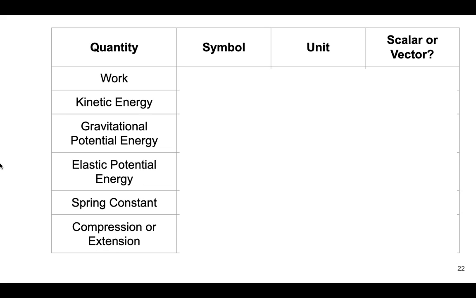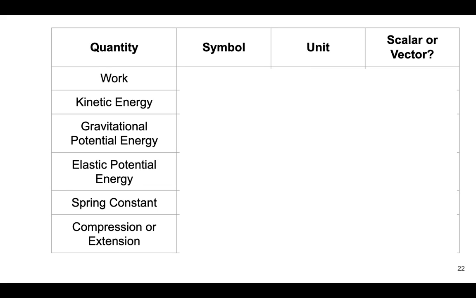So quick review of our quantities, their symbols, their units, and their vectorness. I will give little pauses as we're going through this, try to play along. What is the symbol for work? The symbol for work is W. Its unit is joules, J. Is it a scalar or a vector? It is a scalar.